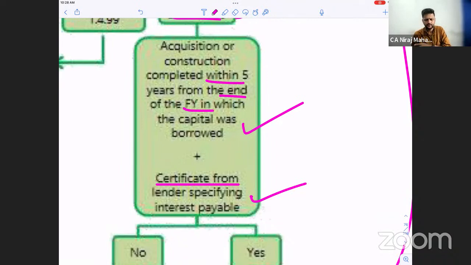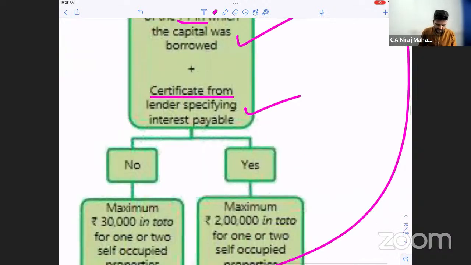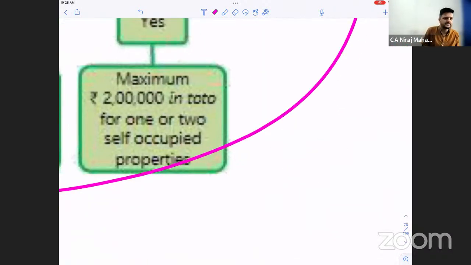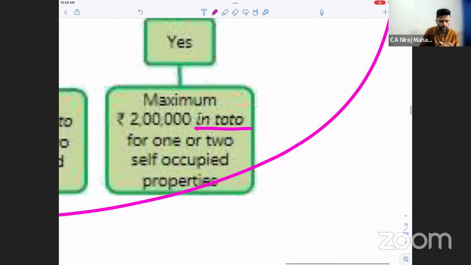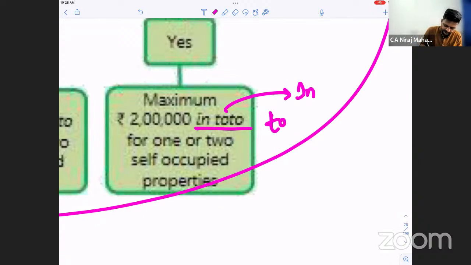Are you getting my point now? You had asked me a question just now, Indrajit. If all the conditions are satisfied, then in that case, maximum 2 lakh rupees in toto. In toto means in totality. Everything.